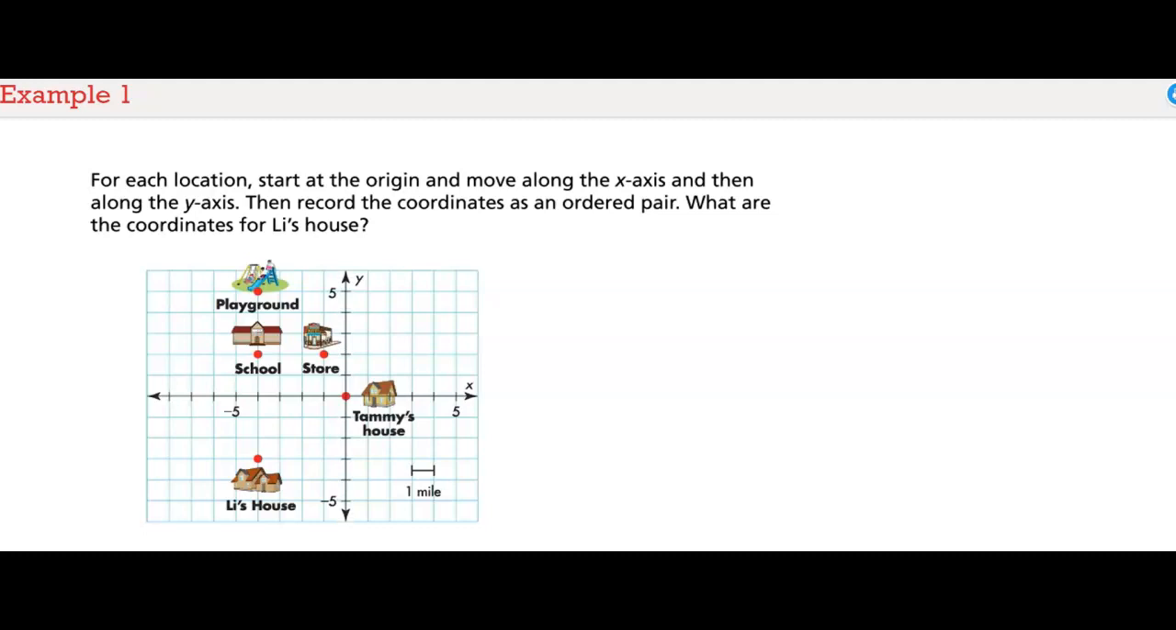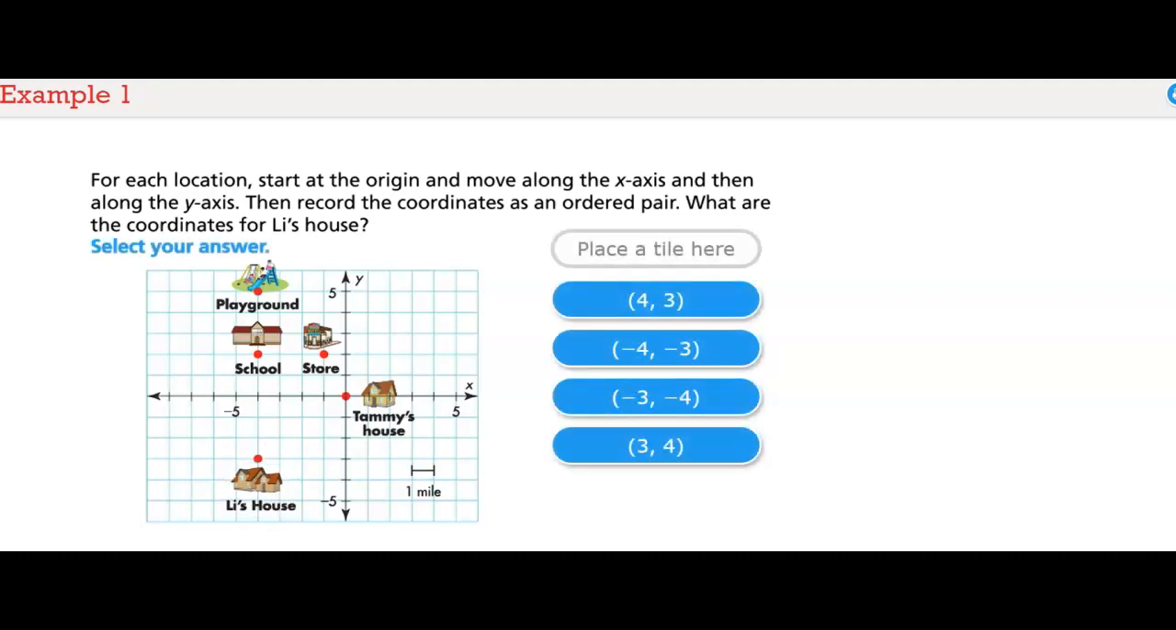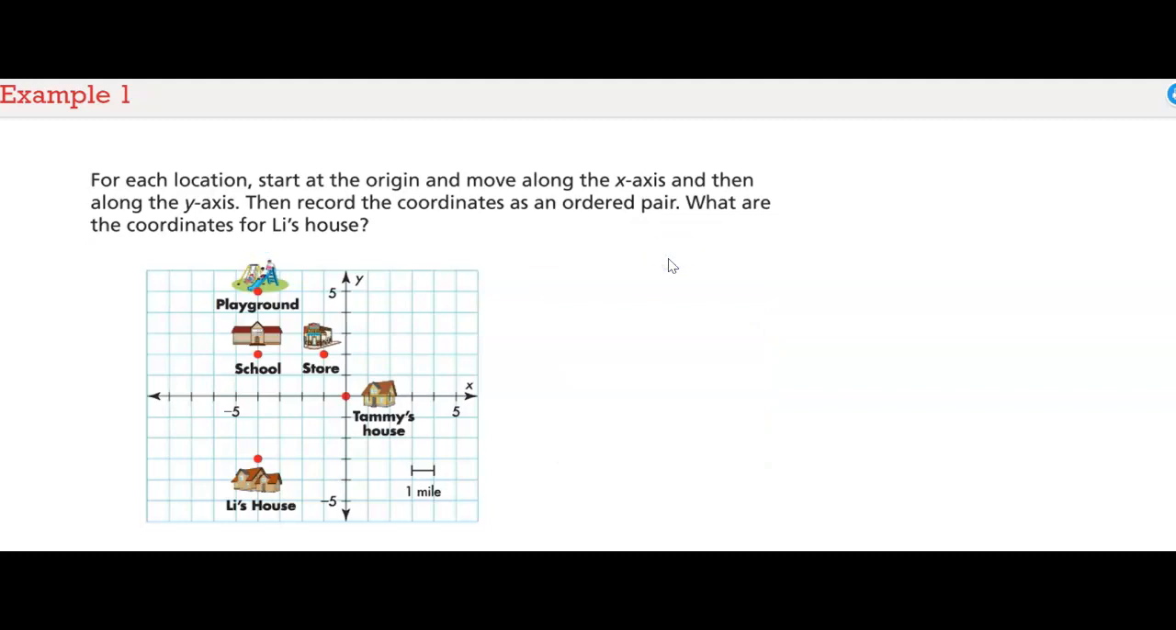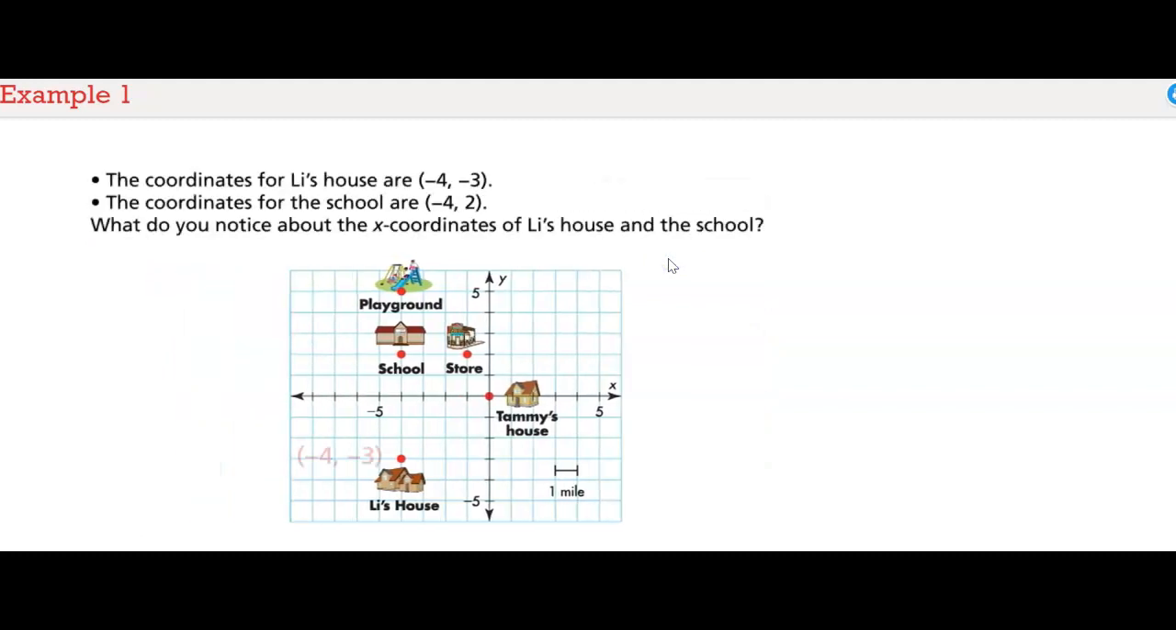What are the coordinates for Lee's house? Select your answer. The coordinates for Lee's house are -4, -3. The coordinates for the school are -4, 2.